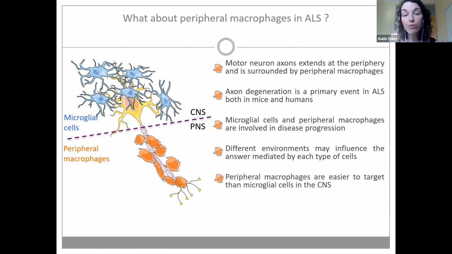And finally, of course, by being at the periphery, they are way easier to target than the microglial cells in the central nervous system. So we wanted to know what is the implication of peripheral macrophages in ALS independently of the microglial cells.